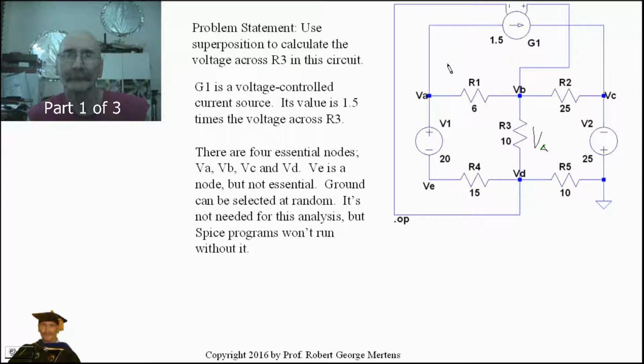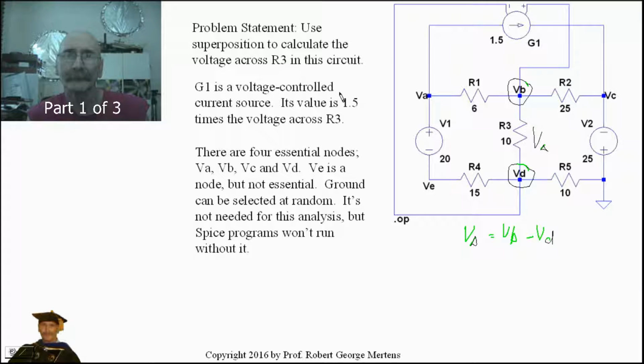Alright, problem statement. Chapter 4, problem 6, and the problem statement is to use the superposition principle to calculate the voltage across R3, which I've named as V delta. And we're going to write V delta as being equal to VB minus VD, where VD is the voltage at this node right here, and VB is the voltage at this node. Of course, so it's the voltage across these two nodes right here.